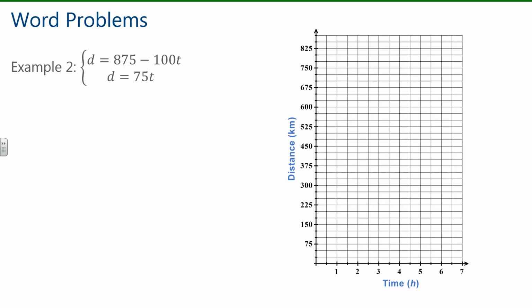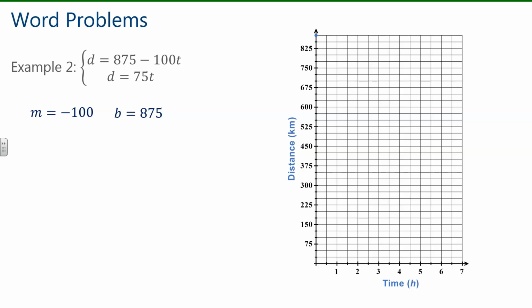plus b. Now note that the slope is written last. So the slope is negative 100, or negative 100 over 1, whereas the y-intercept is 875. Now let's look at our scale. On the x-axis, every 2 blocks is 1, whereas on the y-axis, every block is worth 25. So that means 875 would be up here at the very top.